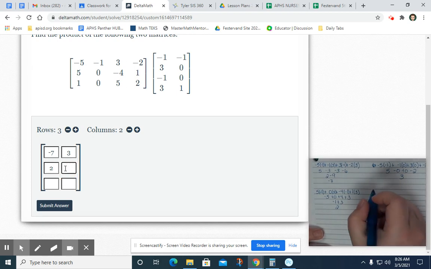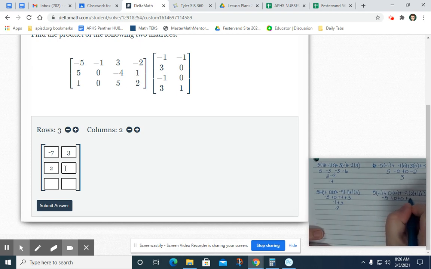Then I need 2, 2. So it's going to be row 2, 5, 0, negative 4, 1, times column 2, negative 1, 0, 0, 1. We're adding in between. So I've got negative 5 plus 0 plus 0 plus 1 is going to be negative 4.